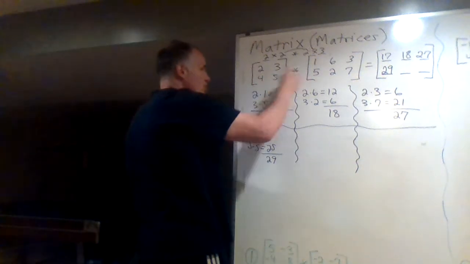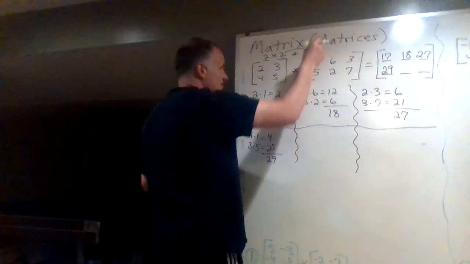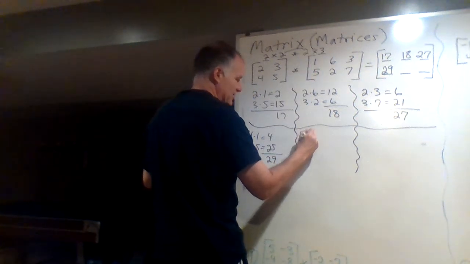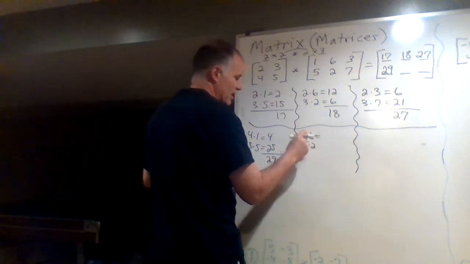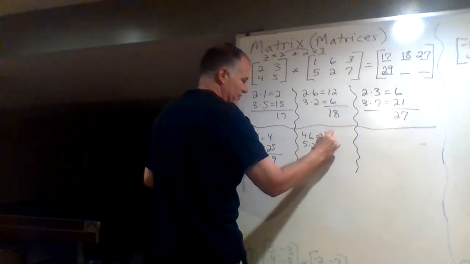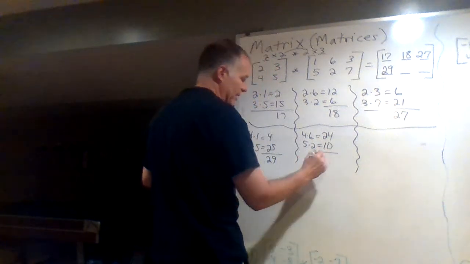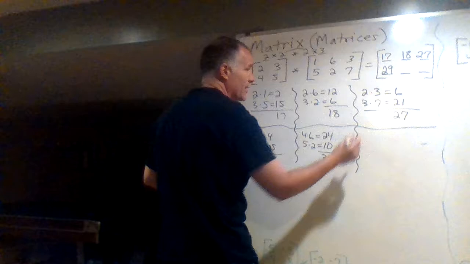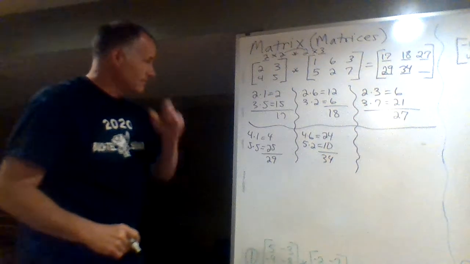Now row 2 down column 2. So 4, 5 down 6, 2. So 4 times 6, 5 times 2. 4 times 6 is 24. 5 times 2 is 10. 24 plus 10, 34. There's my answer there, 34.